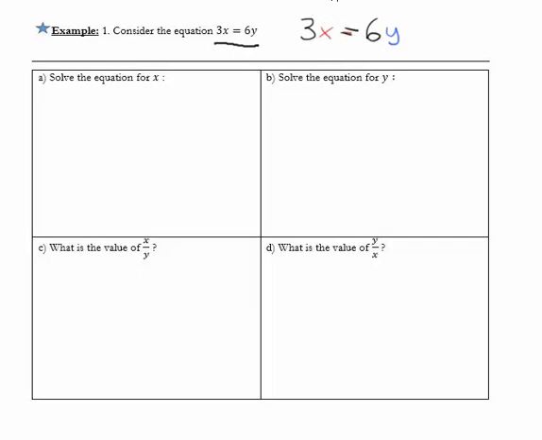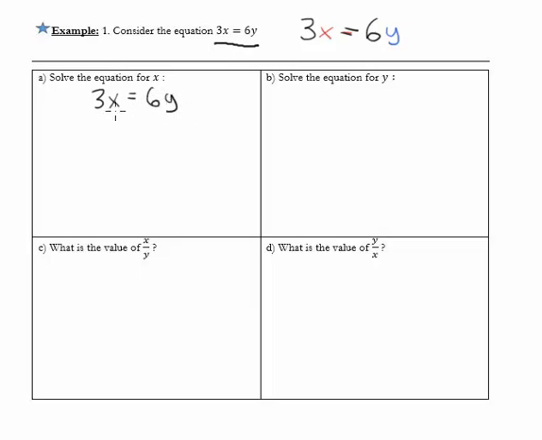Up to now it's just been solve for x, or get a alone or get b alone, right? But just because we have two variables doesn't mean anything changes. So let's take a look at what we mean. Let's solve the equation for x. So we start with 3x equals 6y.